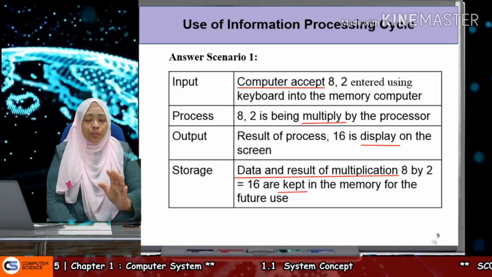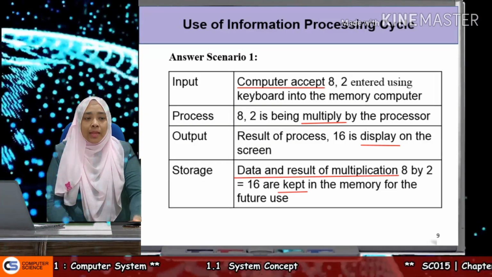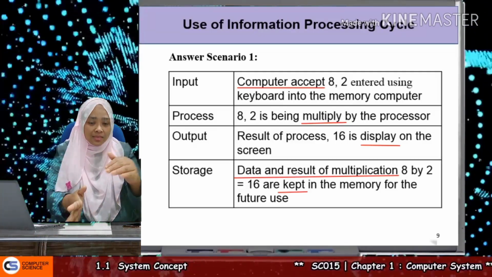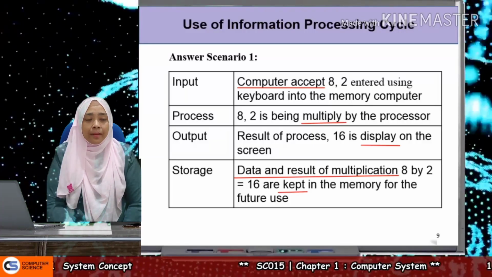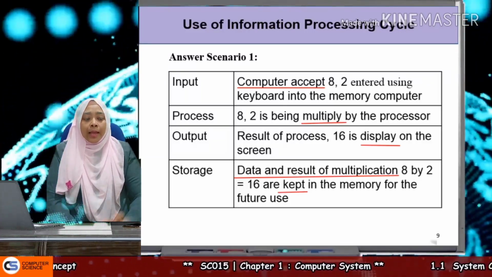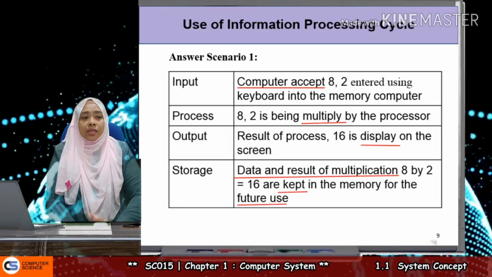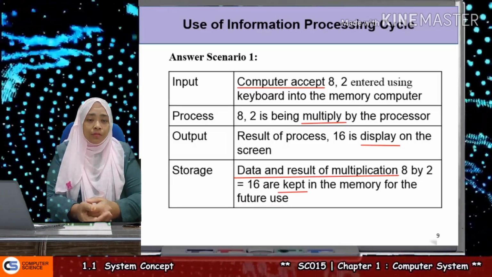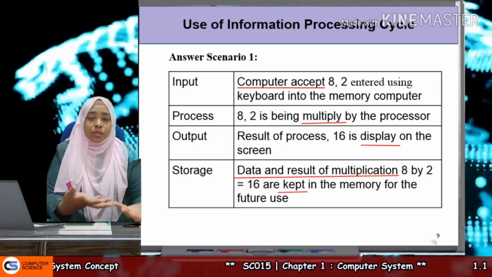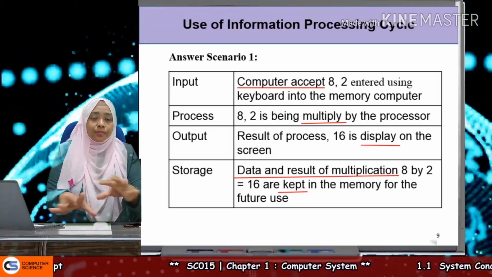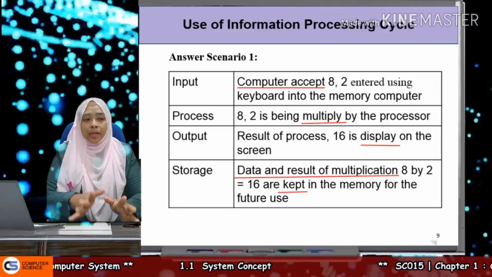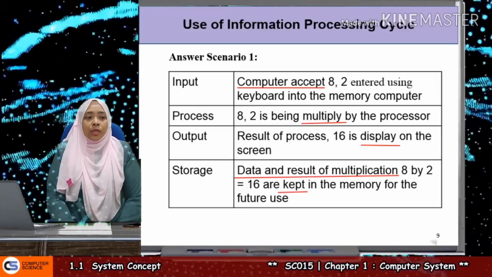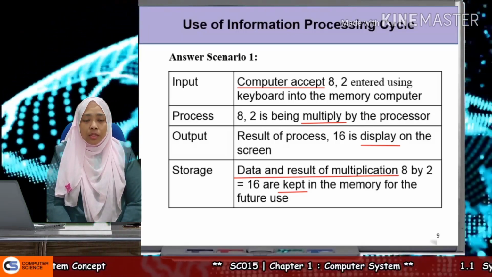Output, the keyword for the output is display. So the result of the process, the value 16, will be displayed on the screen. That is the keyword for the output. And the keyword for the storage is keep. Okay, keep, store, save, meaning what the computer stores, what the computer keeps. So we have to explain that the data and the result of the multiplication 8 by 2 equals 16 are kept in the memory of the computer for future use.